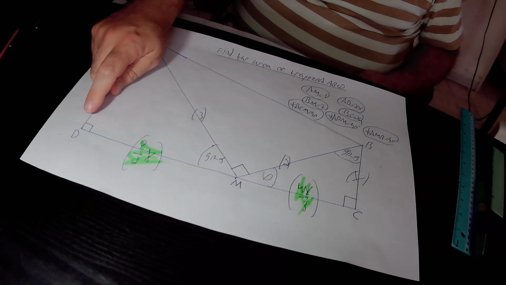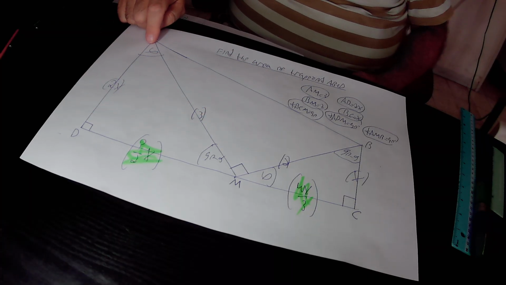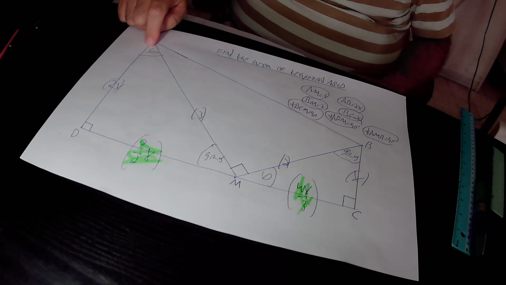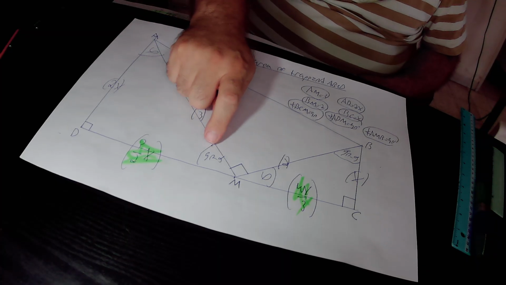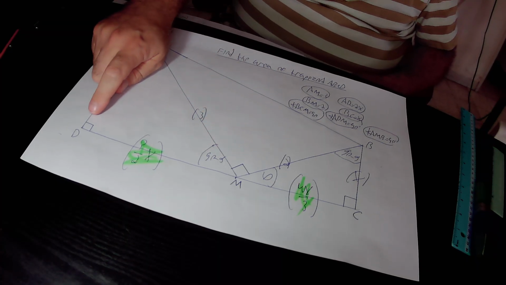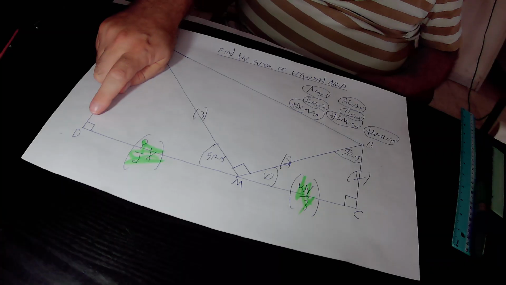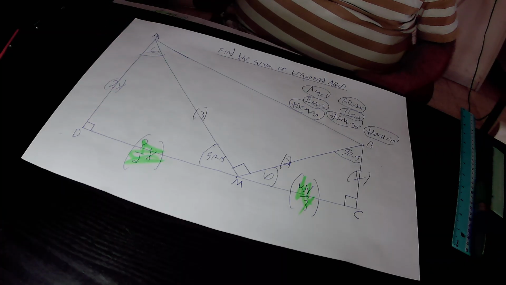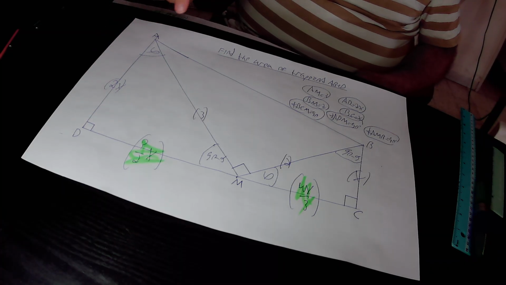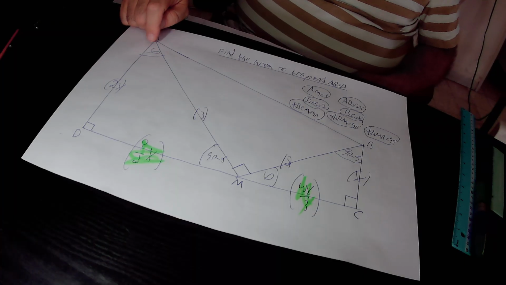This angle equals 90 degrees. Therefore, this third missing angle must be equal to alpha. Why? Because alpha plus 90 degrees minus alpha is 90 degrees, and 90 degrees plus 90 degrees is equal to 180 degrees. It is the sum of the angles in a triangle. Therefore, this third missing angle must be equal to alpha.